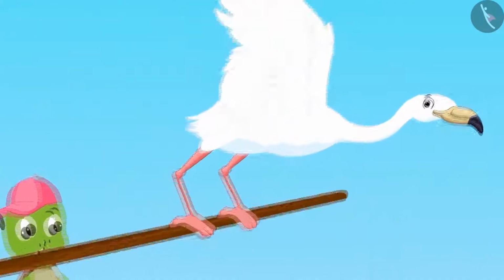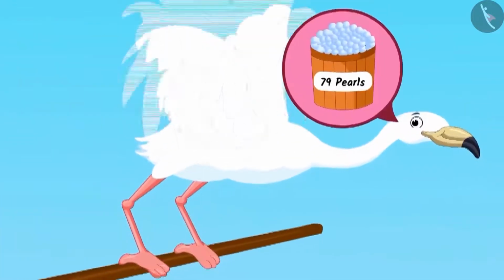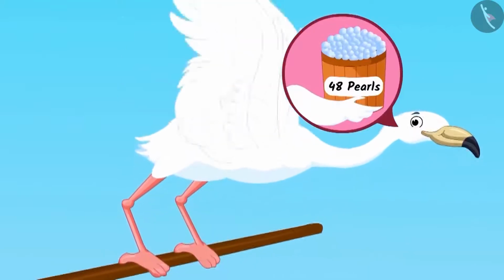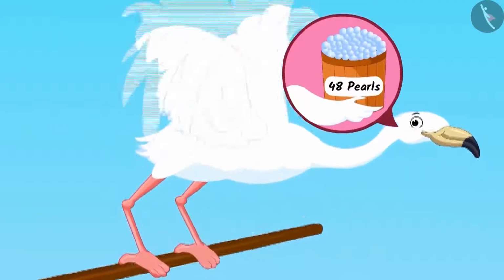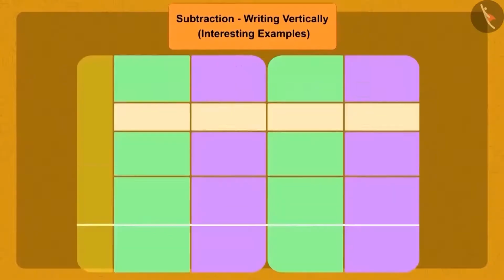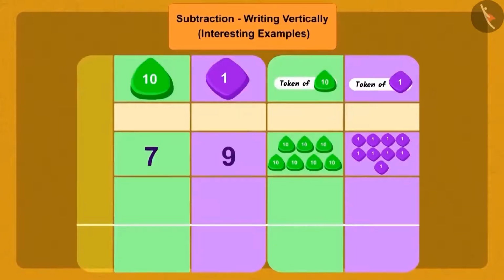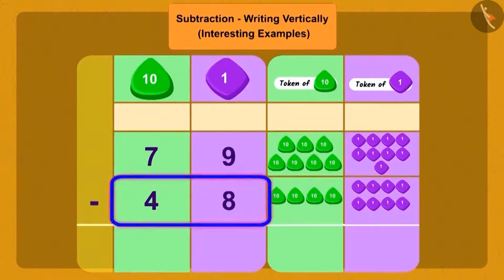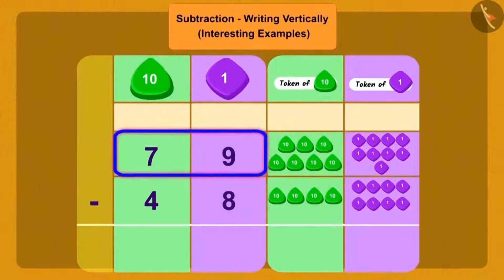They had to travel a long distance, and the birds thought that they would ask each other puzzles. One bird asked another, "I have 79 pearls, and I gave you 48 pearls, then how many pearls are left with me?" Tell me, children, how will the bird solve this puzzle? Yes, to know the number of pearls left, the bird must subtract 48 out of 79.